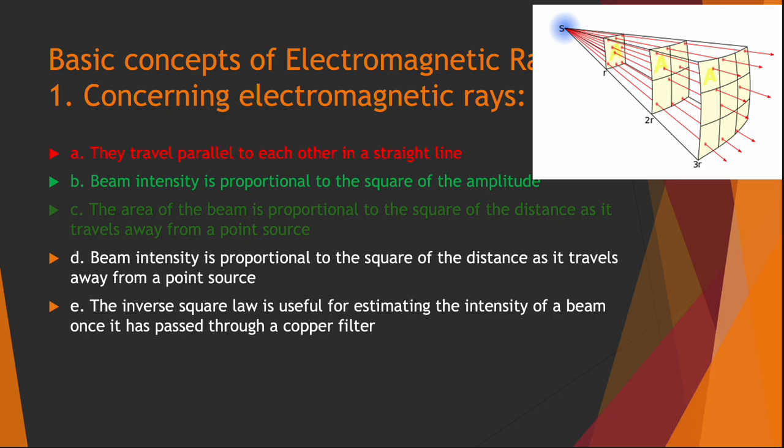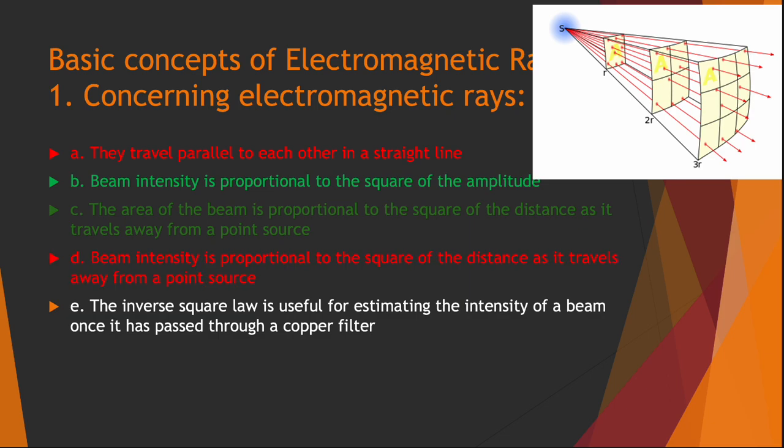The fourth STEM question was beam intensity is proportional to the square of the distance as it travels away from the point source. It is false. This particular beam inverse square law does not have any relationship to the intensity of the beam. It is just the area that increases, but not the intensity increasing or decreasing as per the square law. So it is not proportional.